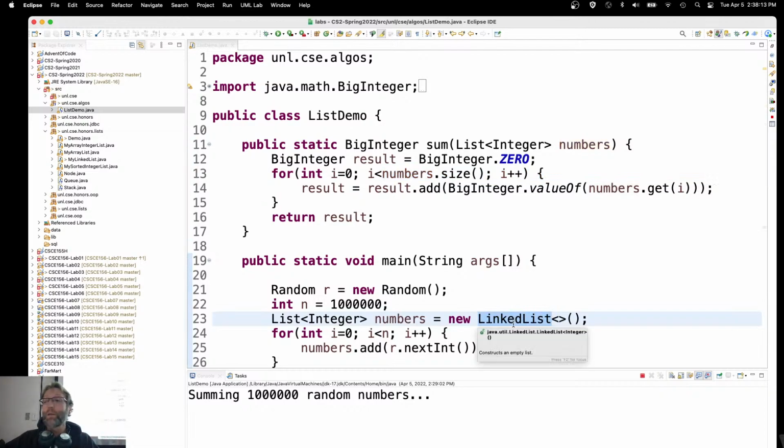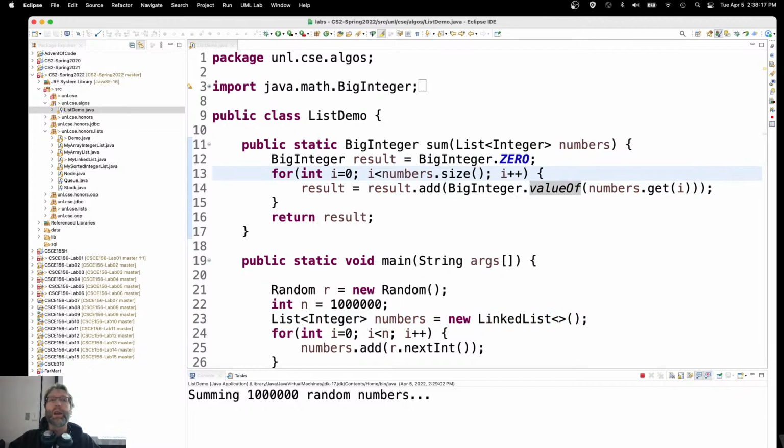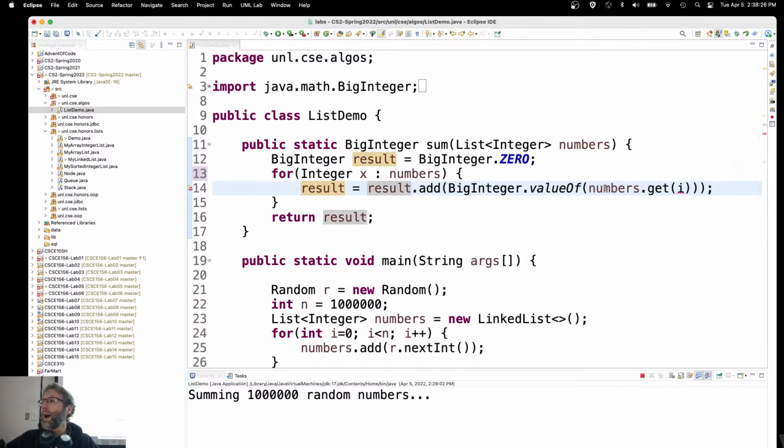Do an iterator pattern, right? Or better yet, an iterator pattern in Java is simply going to be a for integer x in numbers, right? And don't get the ith value. You've got it right there. You took your paint can with you as you went along.